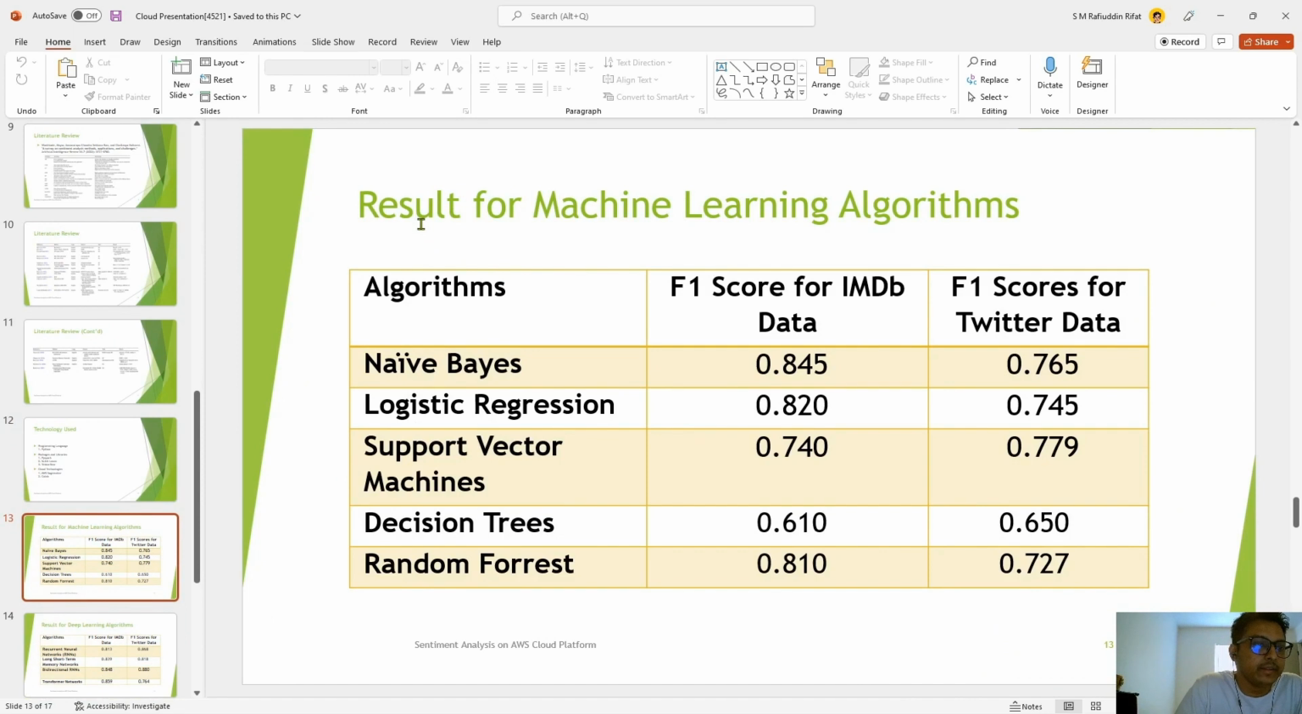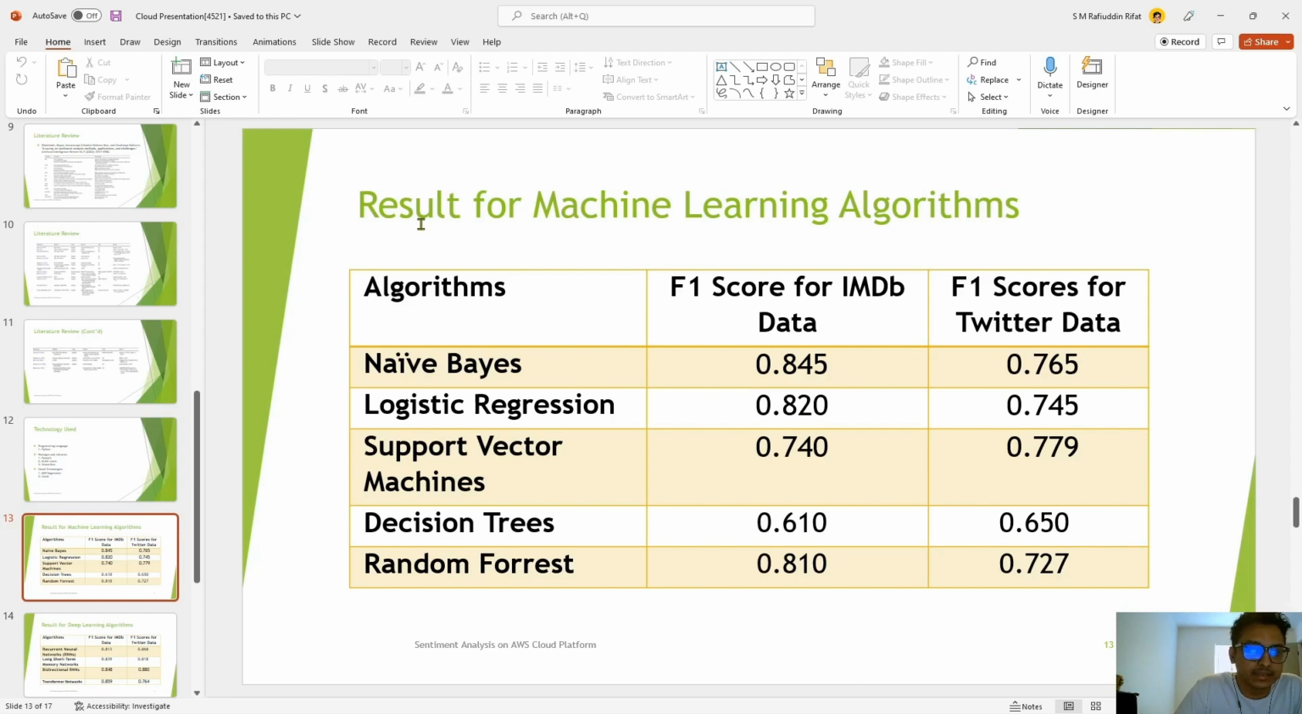And here are the results of our machine learning algorithms. We have divided our results into two parts. First is traditional machine learning algorithms. As you can see, we have deployed 5 traditional machine learning algorithms. These are naive Bayes, logistic regression, support vector machine, decision trees, and random forest. The first 3 of these machine learning models were deployed by me, and the rest of the 2, that is decision tree and random forest, were deployed by my project mate Image Patari.